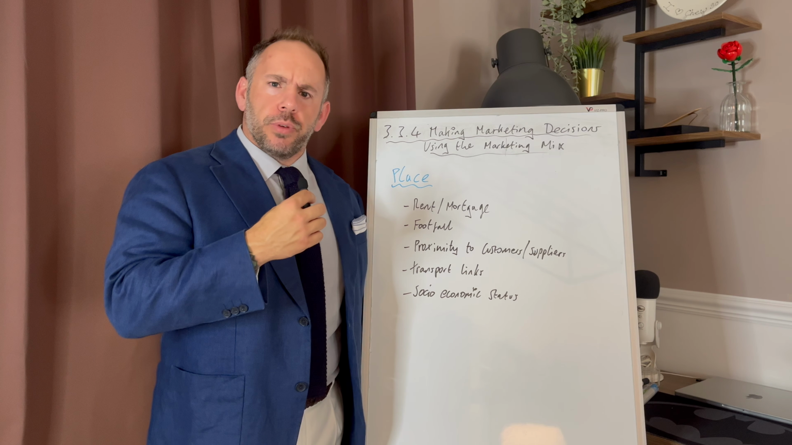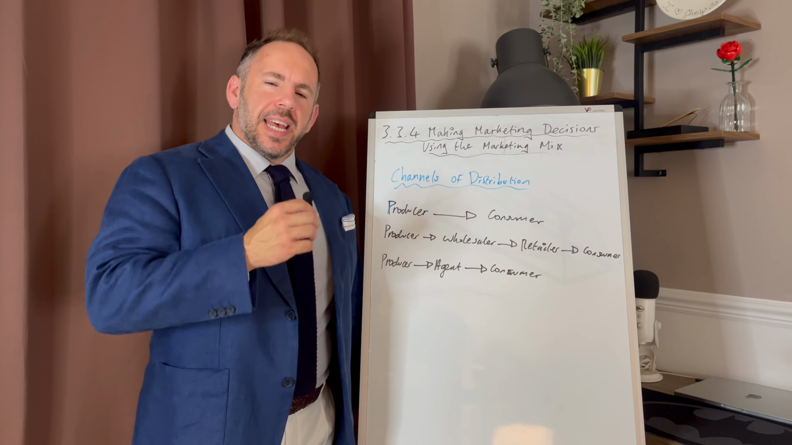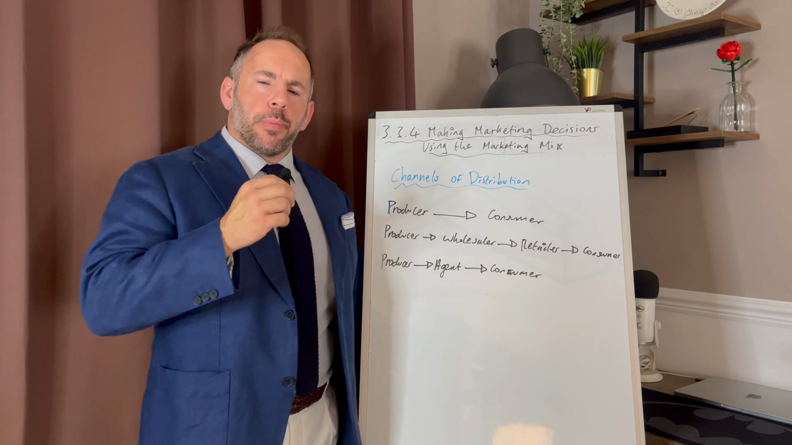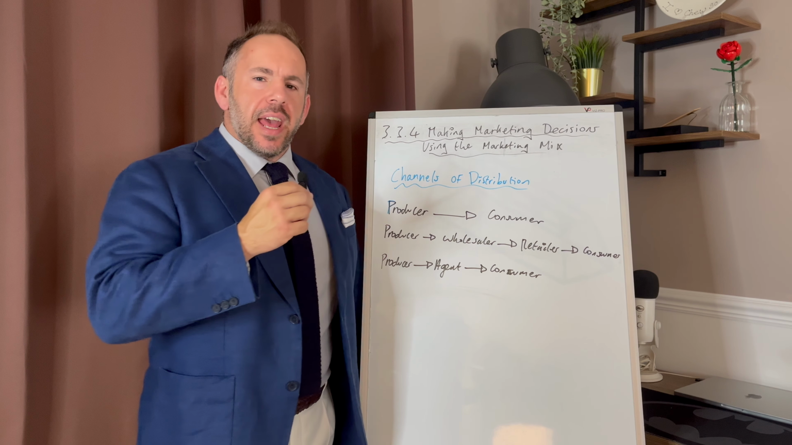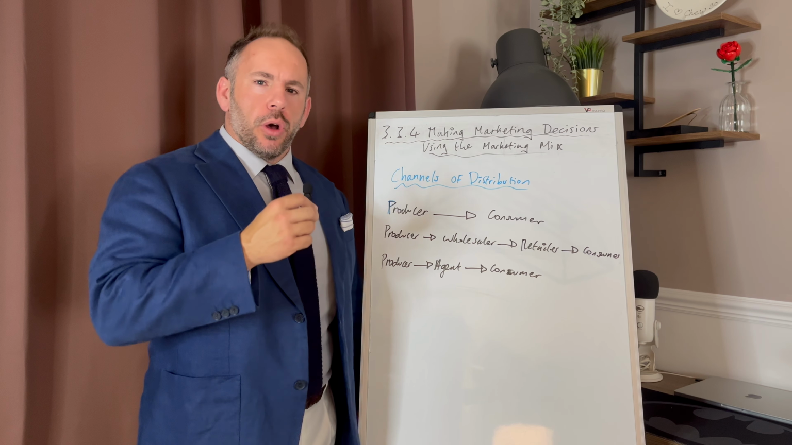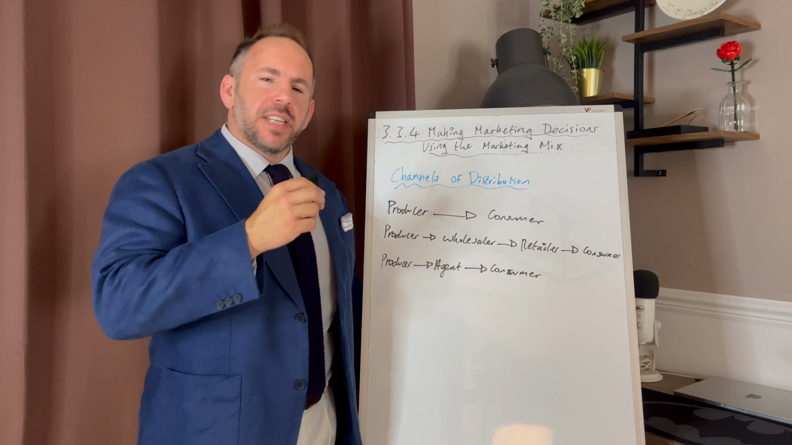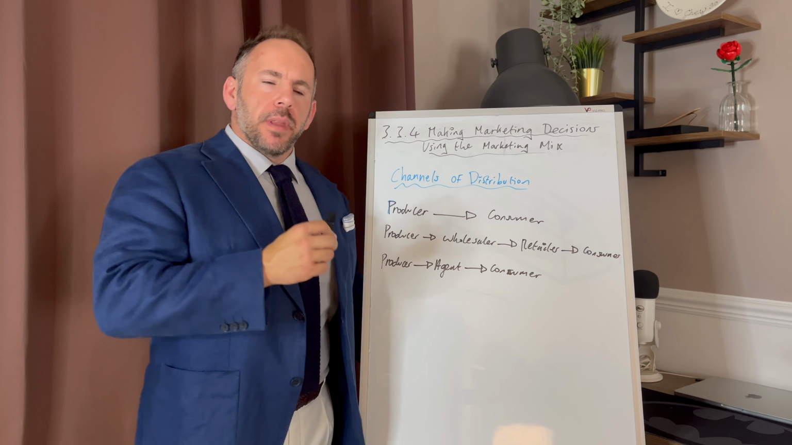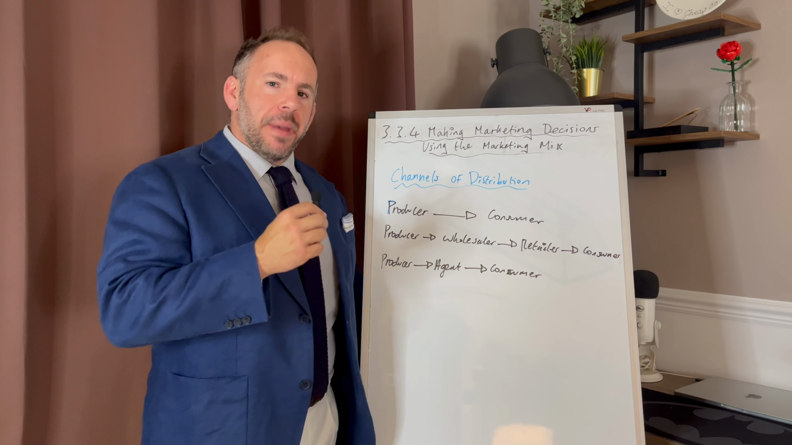Let's have a look at channels distribution. So the next part of place under the marketing mix that we have to consider is how are we actually going to get our products to our customers, okay, or services. Now, this is not an exhaustive list of channels distribution. These are just some examples. But when we talk about those channels, we are literally talking about how does the product and or service go from the people that are producing it to the people who are consuming it. And there are many routes.